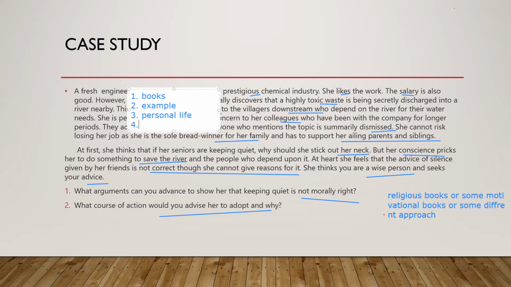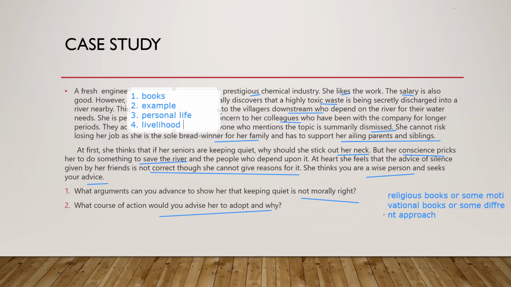Then what is fourth? Fourth argument is about the livelihood. So you have to produce some content on that side, because had she not been in such a bad condition, she would have raised her voice. She would not have worried about losing the job, but she cannot. So you have to talk to her about the livelihood issue.